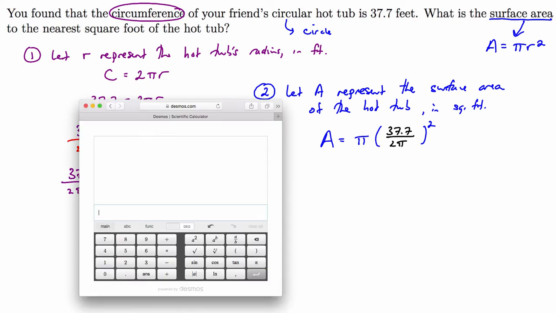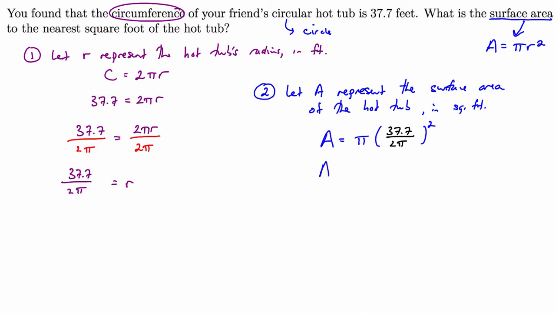To do this calculation, I need to type in pi. On this particular calculator, I can actually type the letters pi, and it will give me the value pi. So I need pi times, in parentheses, 37.7 divided by 2 times pi. We need to go outside the parentheses and square the parentheses. And I can see to the nearest square foot, the calculator is telling me the surface area will be about 113 square feet. When I write this down, I'm going to be very careful, because we did just round a value, to write that A is approximately equal to 113.